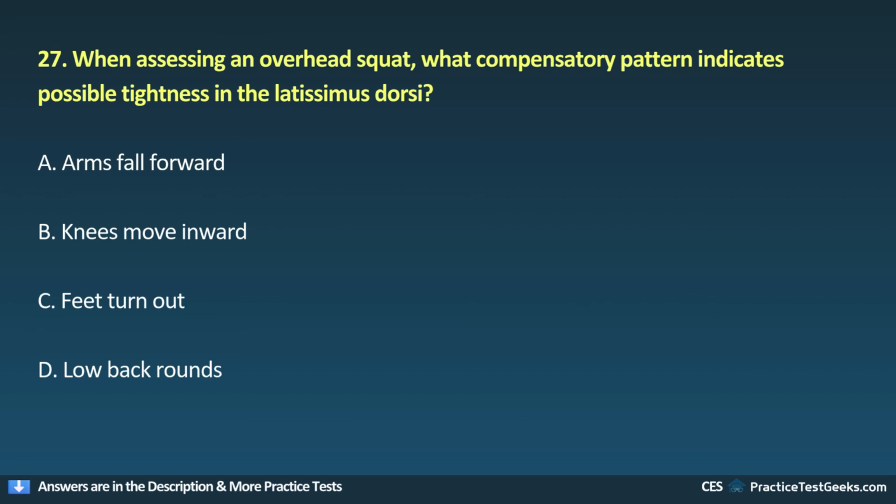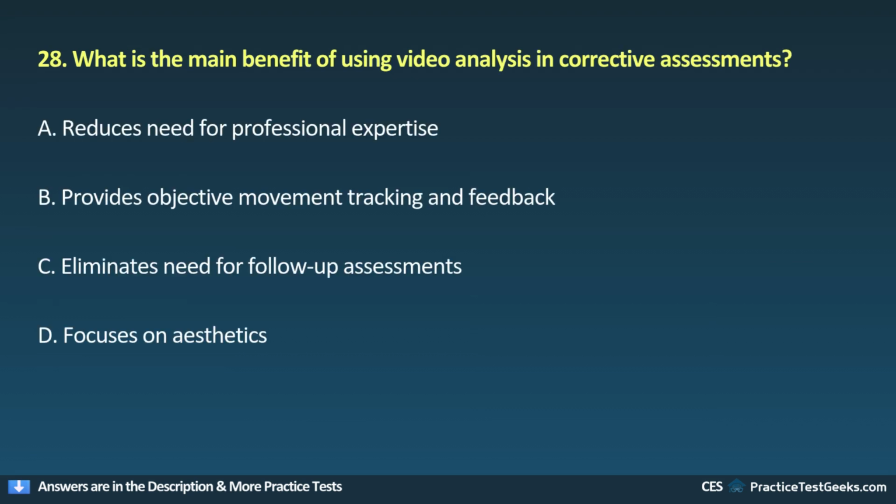27. When assessing an overhead squat, what compensatory pattern indicates possible tightness in the latissimus dorsi? A. Arms fall forward. B. Knees move inward. C. Feet turn out. D. Low back rounds.